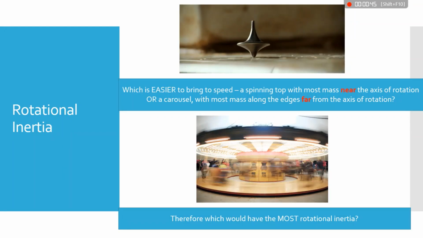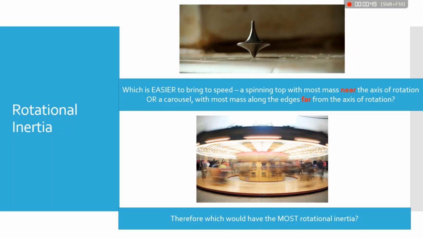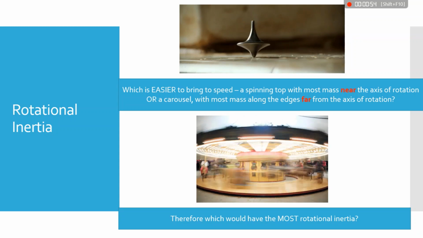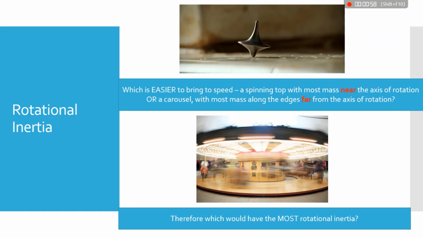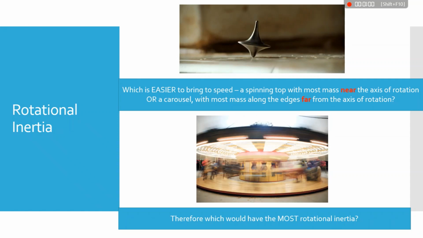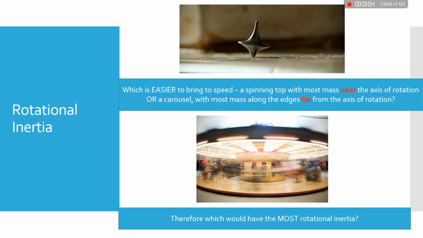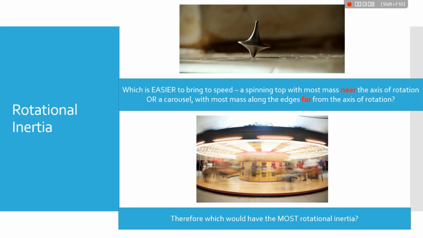So which would be easier to bring to speed? If you had an object like a top where all the mass is towards this axis of rotation, or if you had an object like a carousel where all the mass is further away from the center, so further away from the axis of rotation. Which one has greater inertia?